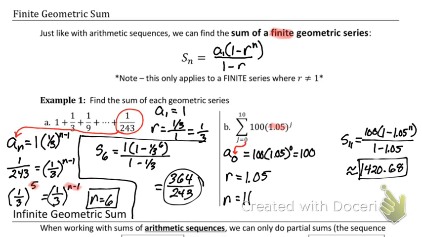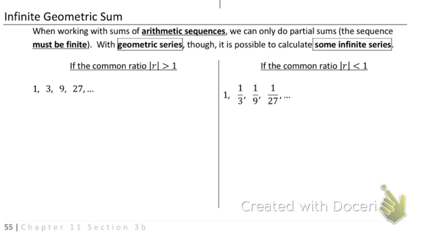All right, that's if it's finite. But we can actually find the sum of some of them if they're infinite. There's one we can do and one we can't do. So when working with the sums of arithmetic sequences, we can only do partial sums. The sequence must be finite. With a geometric series, though, it is possible to calculate some infinite series.